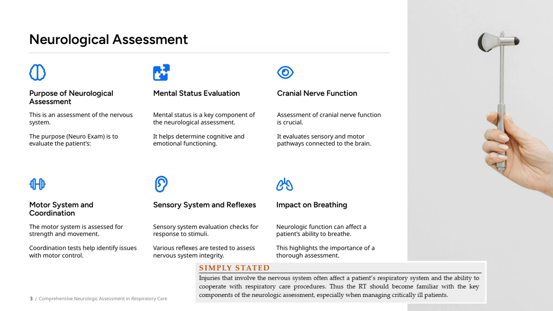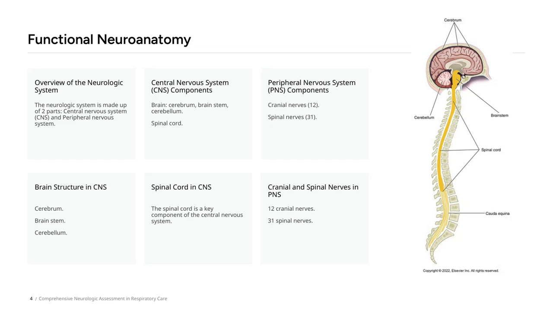Finally, this entire process, often called a neuro exam, is aimed at evaluating the nervous system to better understand the patient's condition and guide our treatment approach. All of these elements together give us a comprehensive picture of the patient's neurological health, which is essential in providing effective respiratory care. Let's take a closer look at the functional neuroanatomy involved in respiratory care.